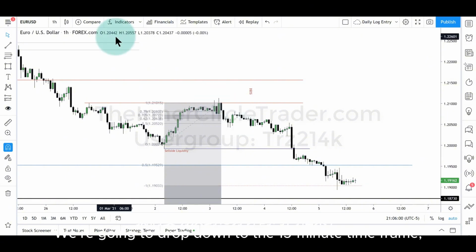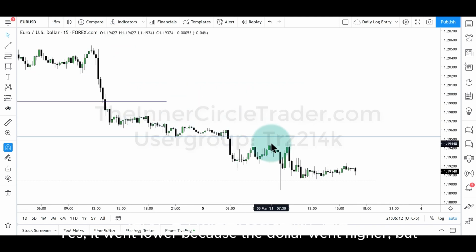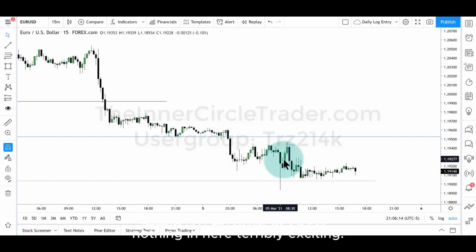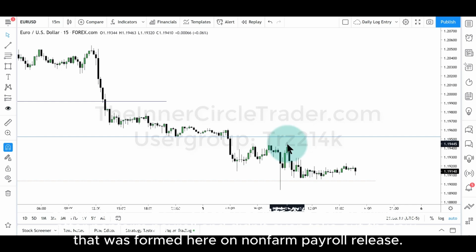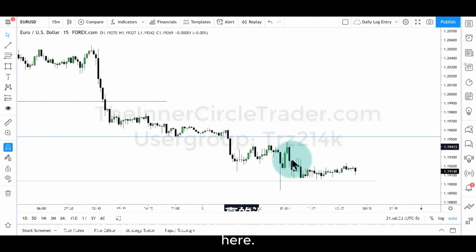And we're going to drop down to the 15-minute time frame, and you can see it's just a really sloppy chart. Yes, it went lower because the dollar went higher, but nothing in here terribly exciting. Relative equal highs, traded up into that after non-farm payroll, and didn't even take out the low that was formed here on the non-farm payroll release. So just nothing really terribly exciting about this pair here.